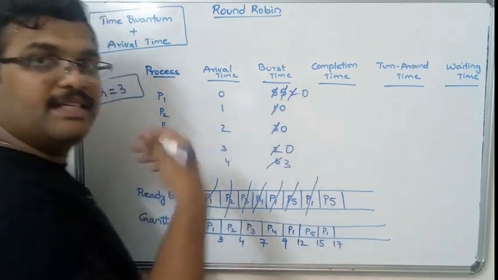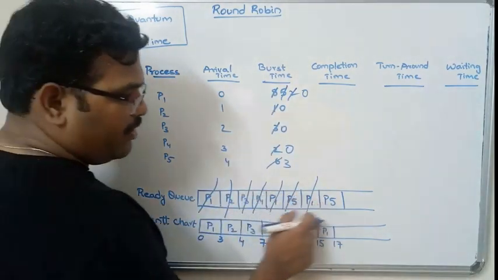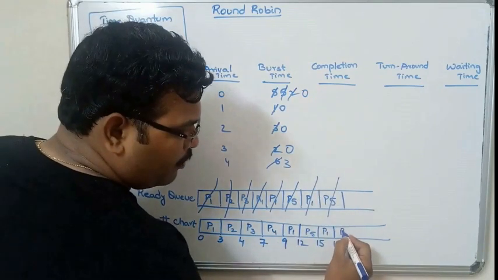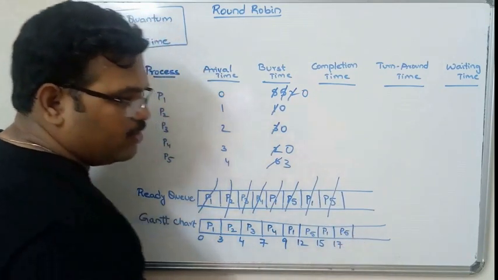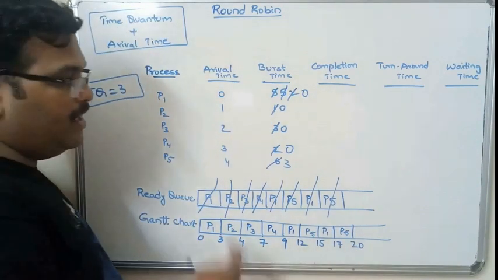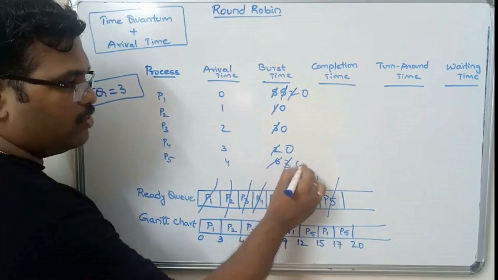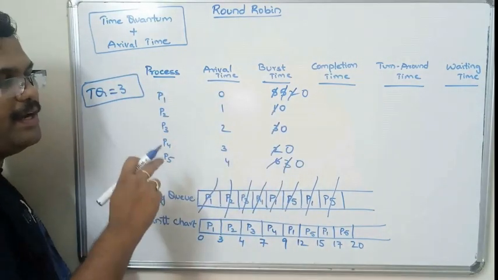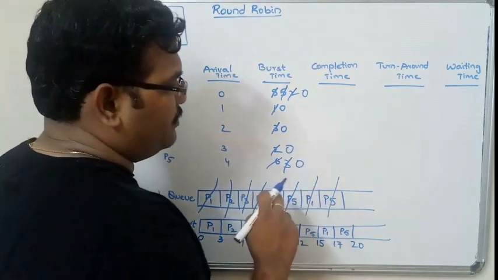After 2 milliseconds, P1 completes its execution. Now in the ready queue, P5 is there, so P5 is removed from the ready queue and allocated to the CPU, and it executes 3 milliseconds. So it has also completed its execution. All the processes have completed their execution.